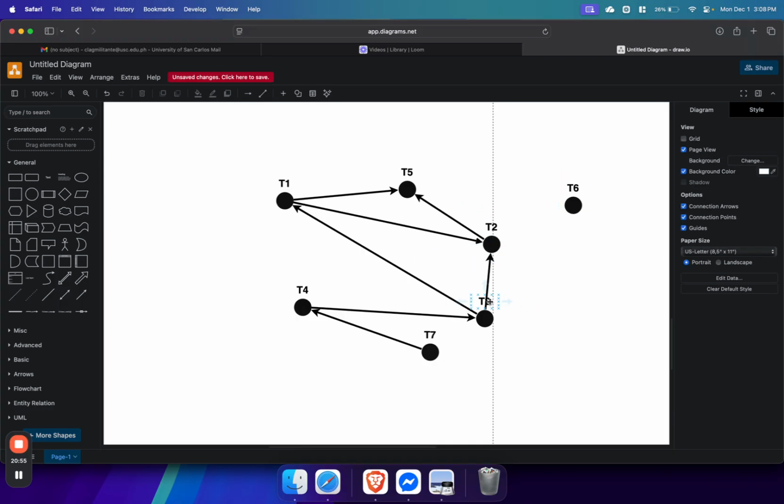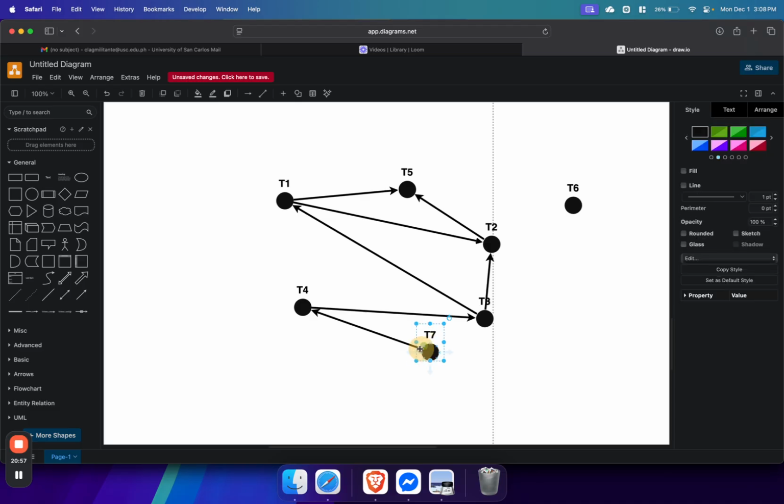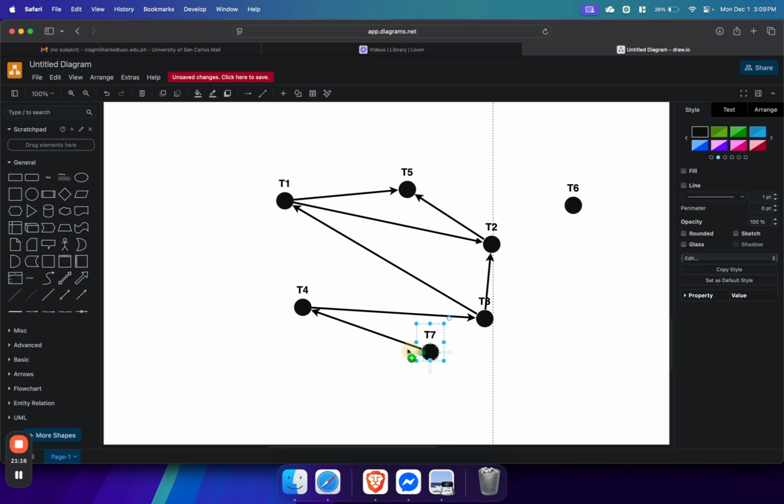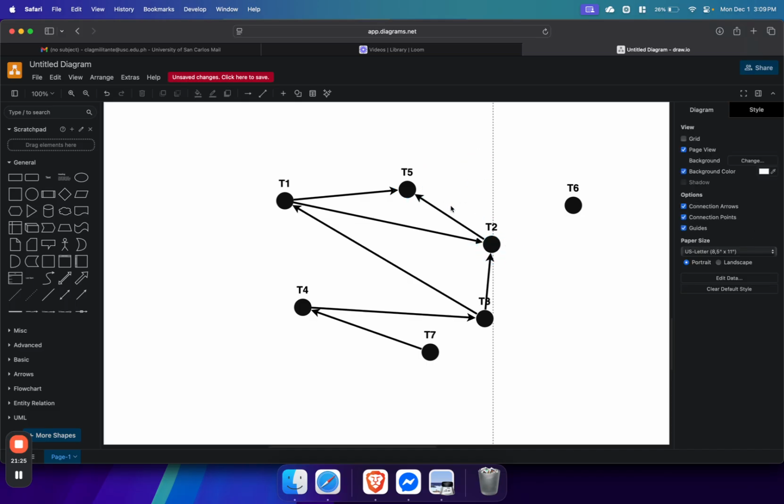So let's try to start with the first. So from T7 to T4 to T3 to T2, that is one path. From T7 to T4 to T3 to T1, and then going to T2, that's another path. Is there still another path? Let's try. T7 to T4 to T3 to T1. If we go to T5, there's no more way to T2. So wala na. There are only two paths.